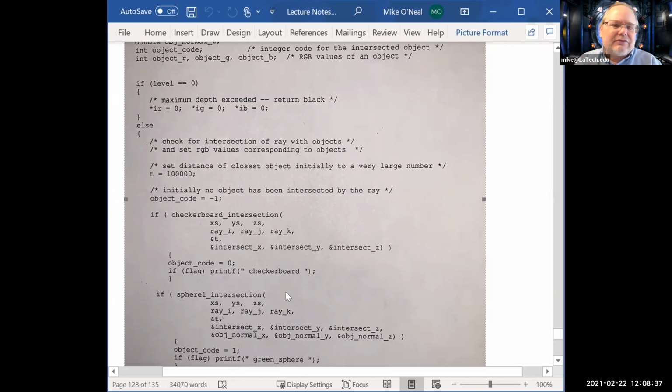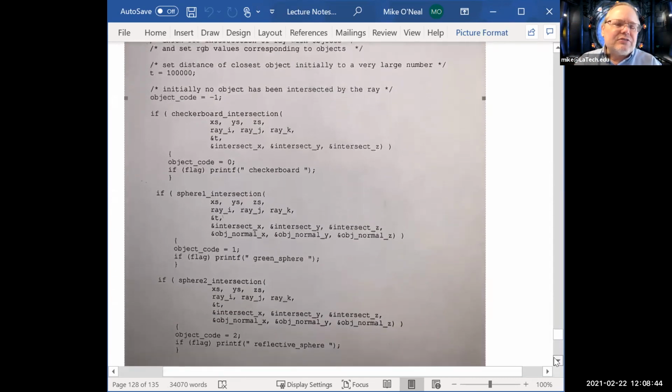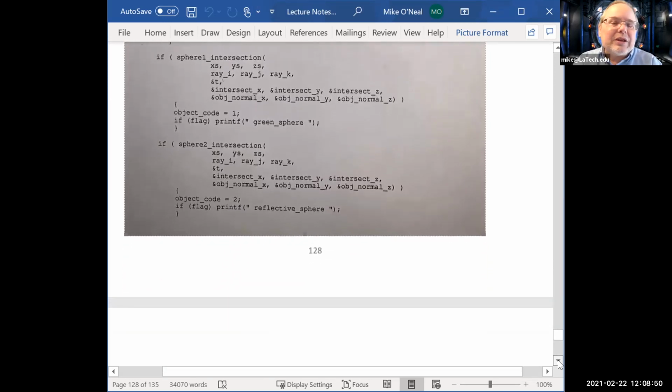And a little flag that said, yeah, I hit the checkerboard. Do the sphere 1 intersection. Do the sphere 2 intersection. These spheres should really be objects. They're not. They should be.